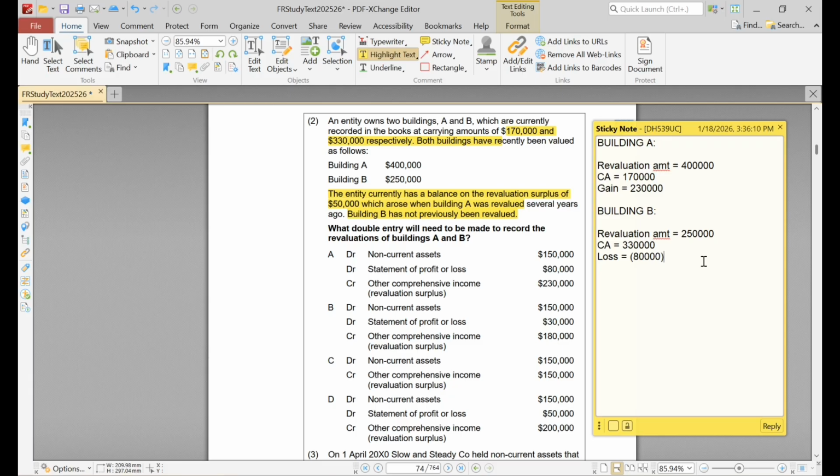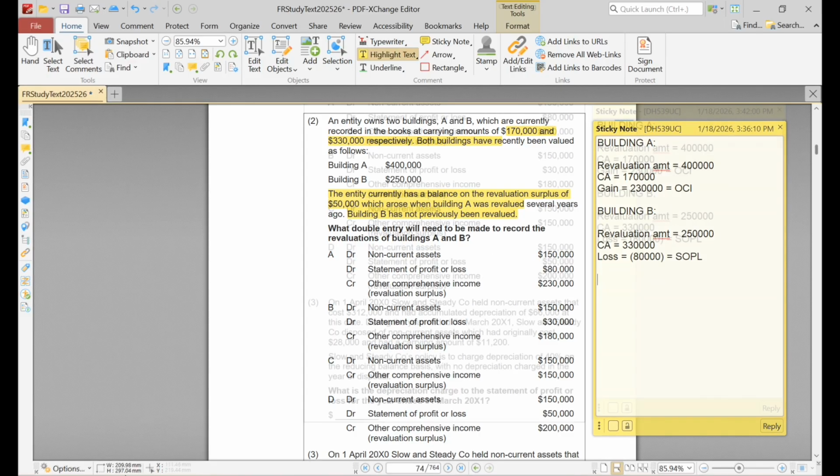But since the revaluation surplus is not for building B, it is only for building A, we would have to record this full 80,000 in SOPL. So this 80,000 is recorded in SOPL. Gain of 2,30,000, this would be recorded in OCI. Alright. Now it's pretty straightforward from the option. There's only one option where 80,000 is recorded in SOPL. So 80,000 recorded in SOPL, OCI recorded 2,30,000, and then 1,50,000 would be recorded in non-current assets.